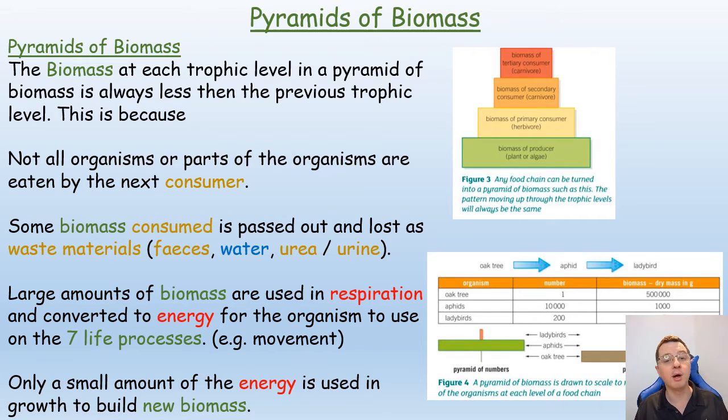A large amount of biomass is used in respiration and converted into energy for the organism to use on the 7 life processes, for example, movement or reproduction. Again, this is energy and biomass that can't be passed on to the next trophic level. Only a small amount of energy is used in growth to build new biomass, and it's that small amount of energy and small amount of biomass that's produced that can be passed on to the next trophic level, typically around 10%, although that figure can vary wildly depending on the food chains that you're looking at.